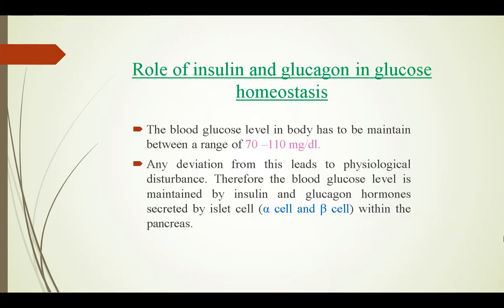Now we will see the role of insulin and glucagon in glucose homeostasis. The blood glucose level in the body has to be maintained between a range of 70 to 100 mg per deciliter. Any deviation from this leads to physiological disturbance. Therefore, the blood glucose level is maintained by insulin and glucagon hormones secreted by islet cells, alpha cells and beta cells, within the pancreas, which play an important role in maintaining glucose homeostasis.